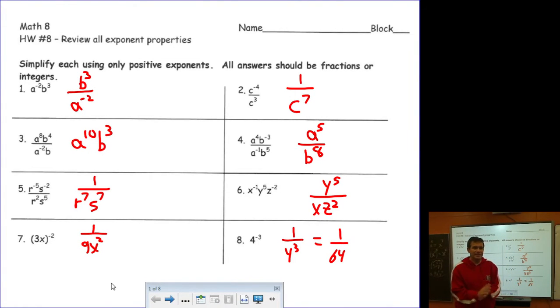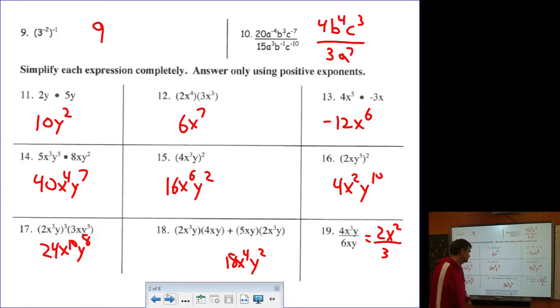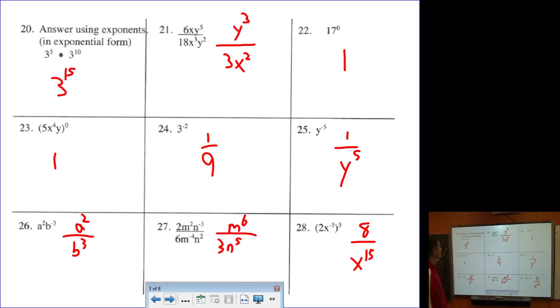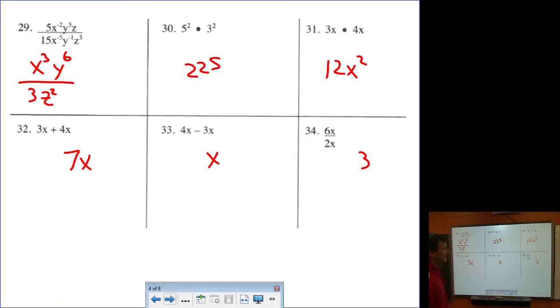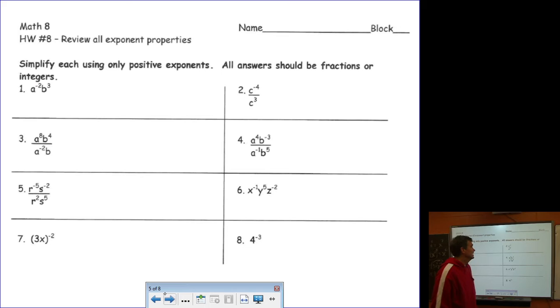Okay, we got answers here for homework number 8. Let's go through them quickly. You can pause it as you need to. That's through 19. That takes you through number 28. And that finishes it off. All right, once you've graded it, I'm going to do the explanations for all of them. Here we go.